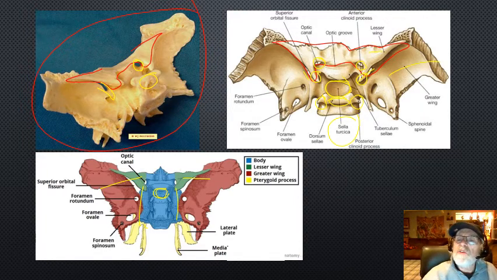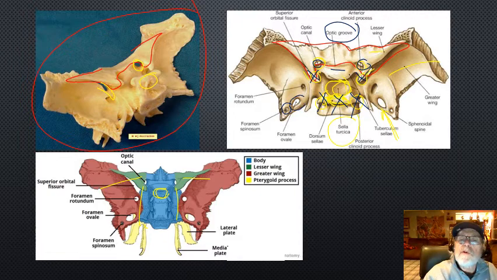Lesser wing. This down here is called the greater wing. Here's the spine of the sphenoid, the sphenoidal spine. The Sella Turcica. The dorsum sellae is right here. Posterior clinoid process, anterior clinoid process. This little shelf right here is called the optic groove, and I'll explain that in just a second. This is the optic canal right here. These are some other foramina: foramen spinosum, foramen ovale, and here's the foramen rotundum. Guess what those foramina are for? A cranial nerve to go out there. Of course they are.